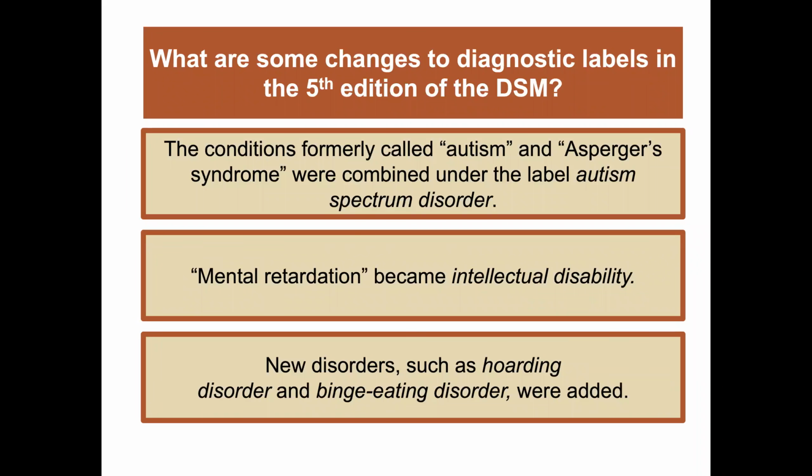There have been some changes over time for sure, some pretty big changes between the different editions of the DSM. And that's something to keep in mind, that these things change. They're not cut and dry. There's a lot of blurriness in terms of diagnosis. So the conditions formerly called autism and Asperger's syndrome were combined. There's no longer a diagnosis of Asperger's syndrome. It's all combined under the label of autism spectrum disorder. And there are different levels of autism spectrum disorder. Mental retardation became intellectual disability, and new disorders were added, such as hoarding disorder and binge eating disorder.